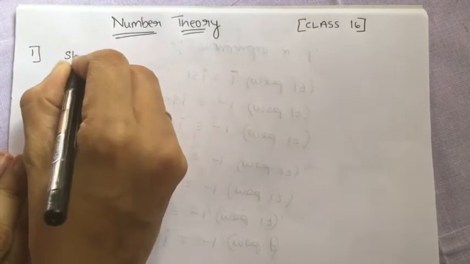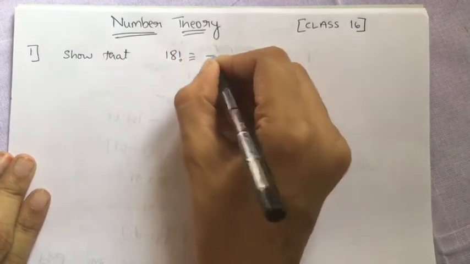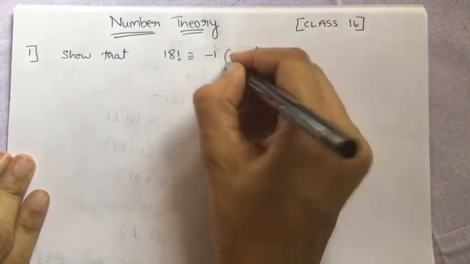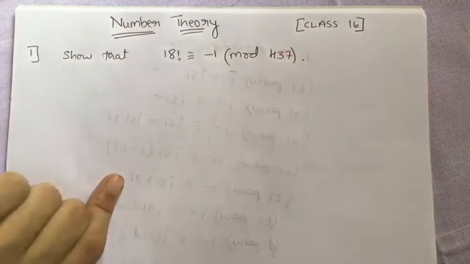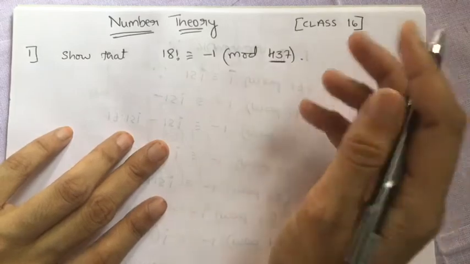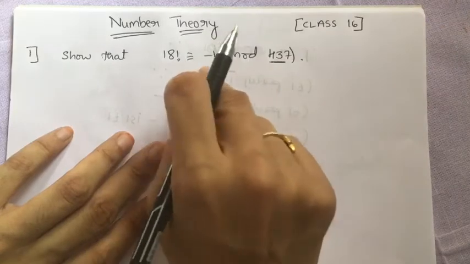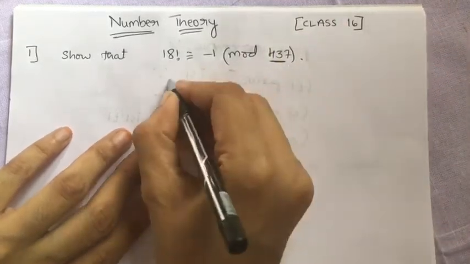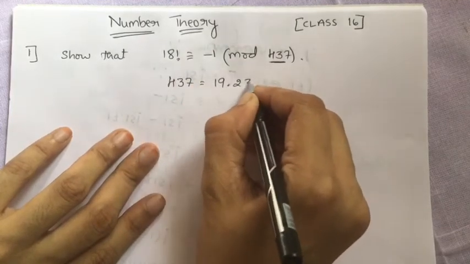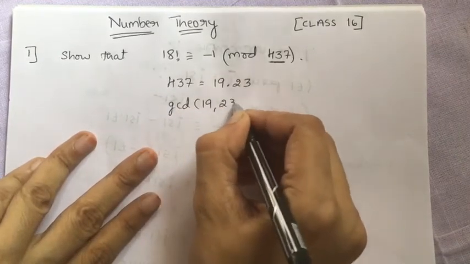Show that 18 factorial is congruent to minus 1 mod 437. Whenever large numbers are given over here, you try to split them as a product of relatively prime integers so that you can easily solve them. So this 437 I can write as 19 into 23. You can observe that they are relatively prime.